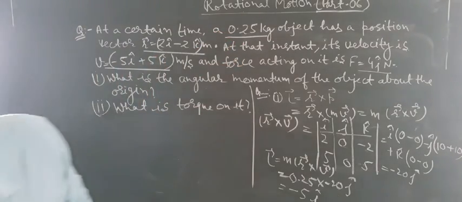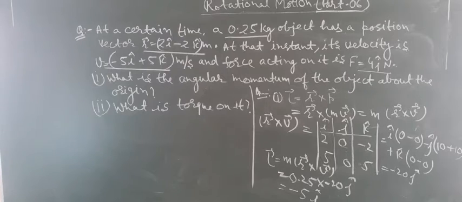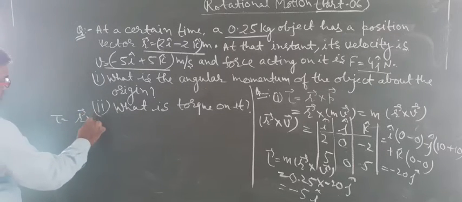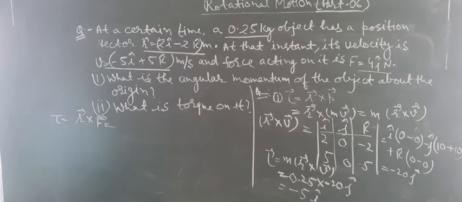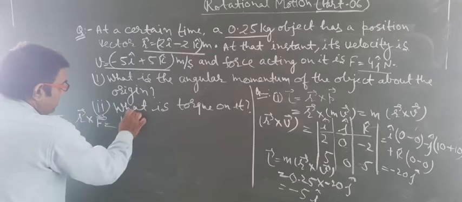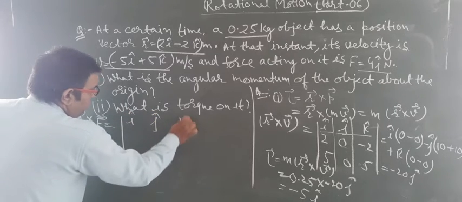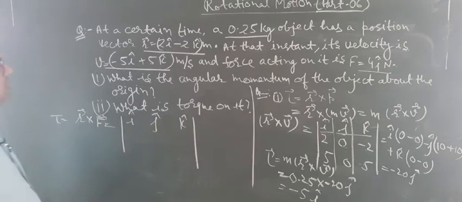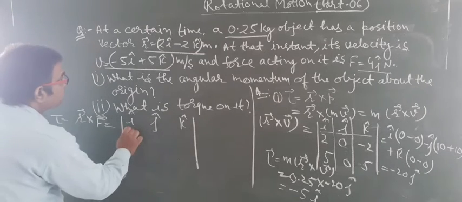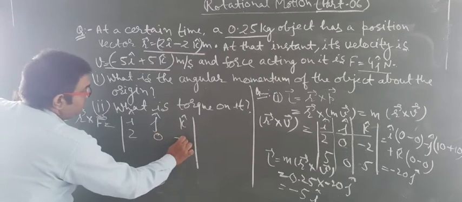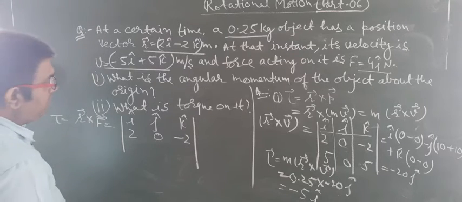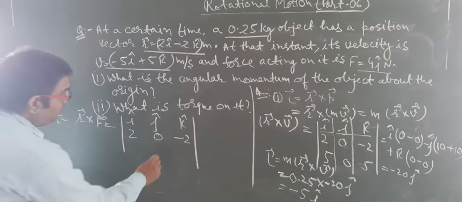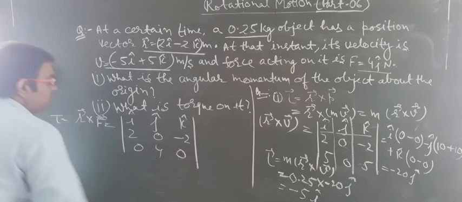Now we have to calculate the torque also. So tau is equal to r cross f, the similar method, that is i, j and k. The value of r is 2, 0, minus 2, and the value of f will be 4, 0, 0.